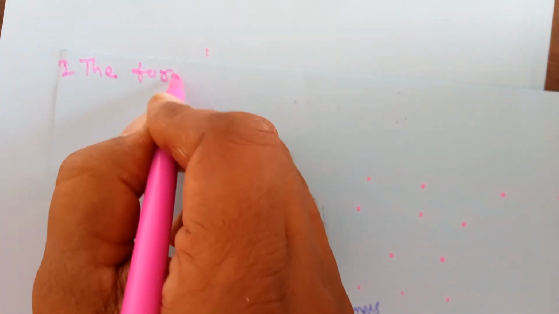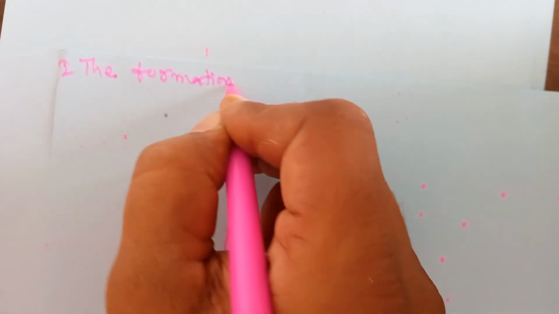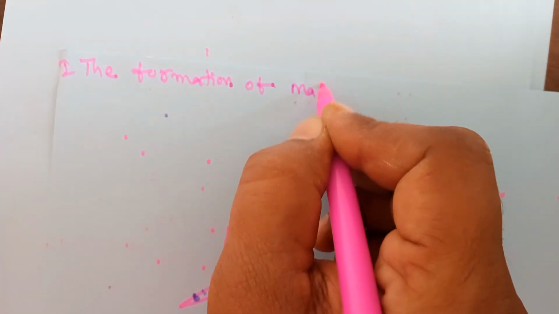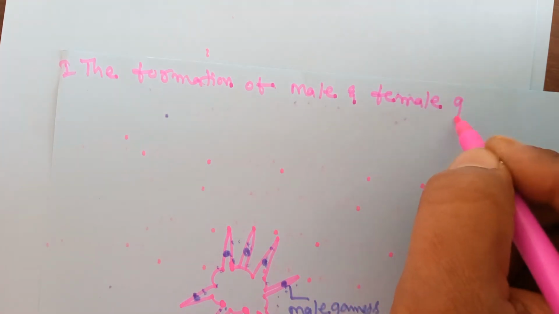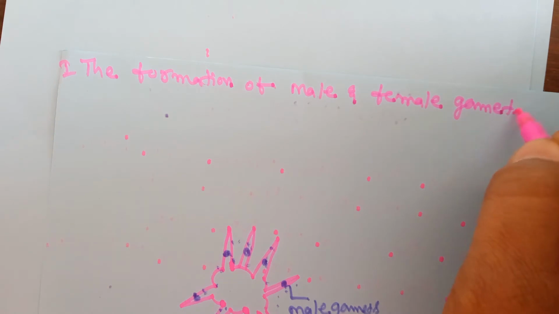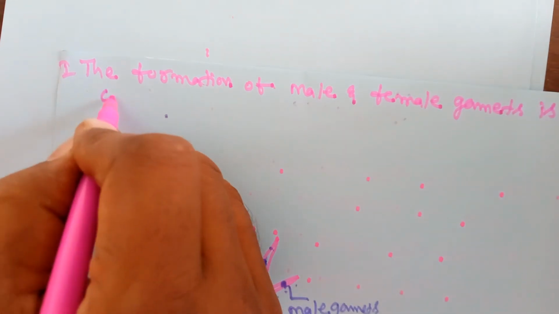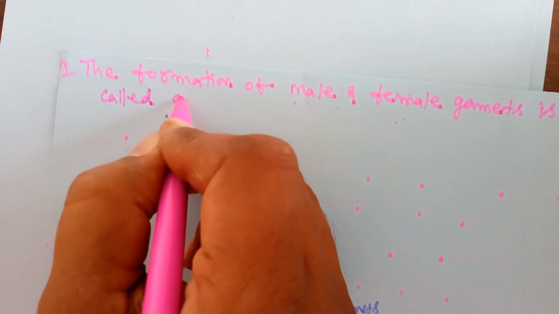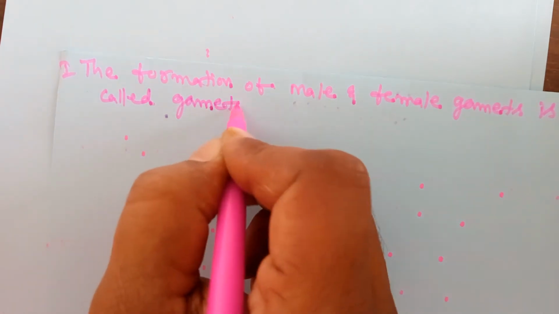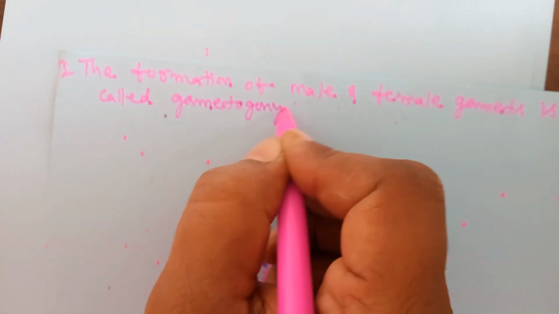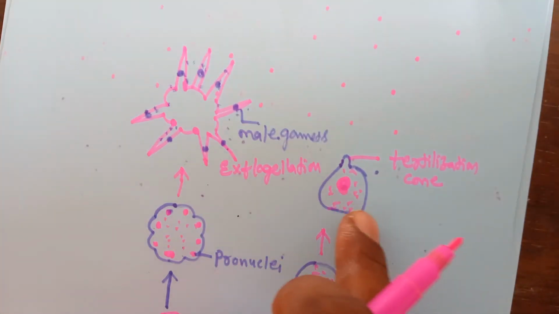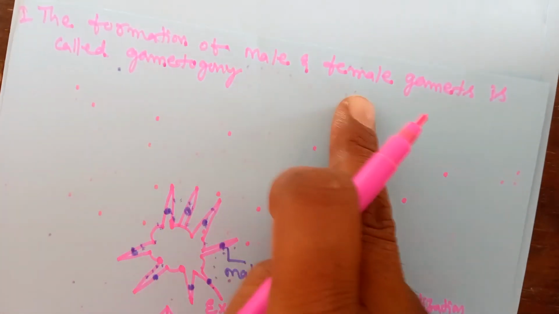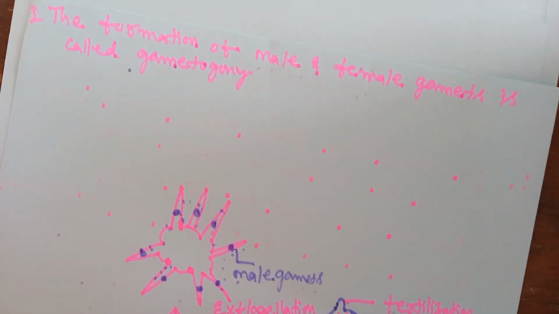The formation of male and female gametes is called gametogony. So here is the male gamete formation, here the male gamete formation, and here the female gamete formation. The formation of male and female gametes is called gametogony.